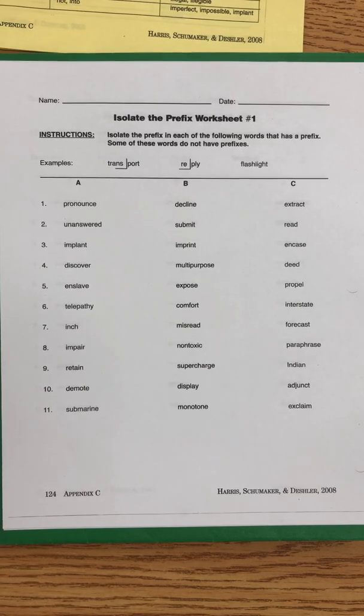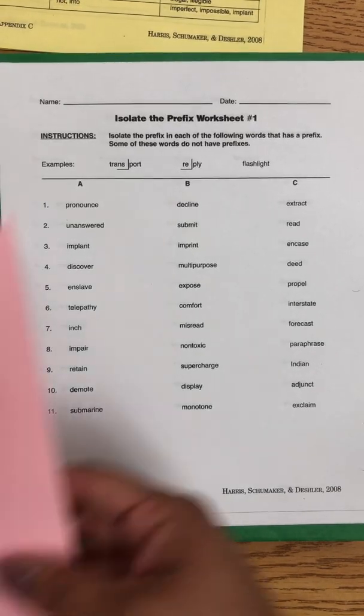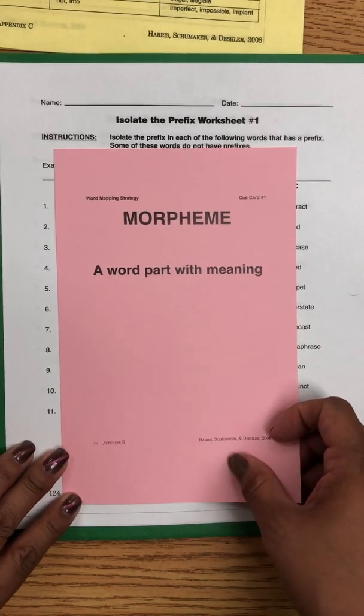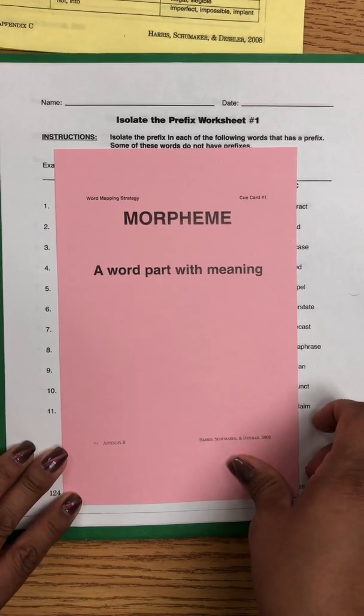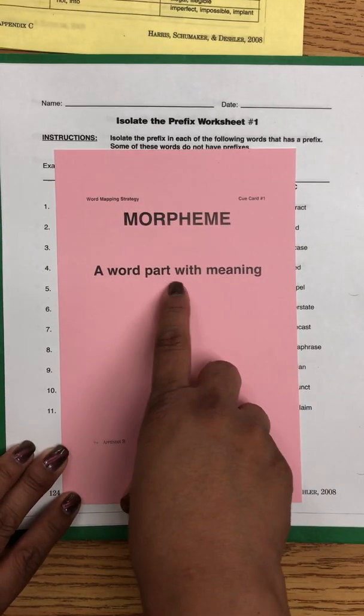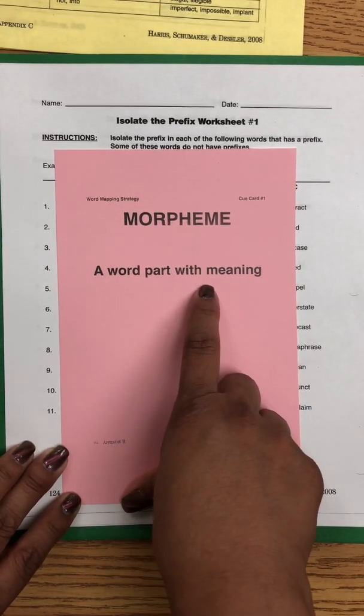Today we are going to be going over prefixes, but before I start that, I'm going to briefly review what we talked about yesterday. So I have my cue cards here, and the first cue card that we have, and again, you do have copies of these on Google Classroom, is morpheme. And a morpheme is a word part with meaning, okay?